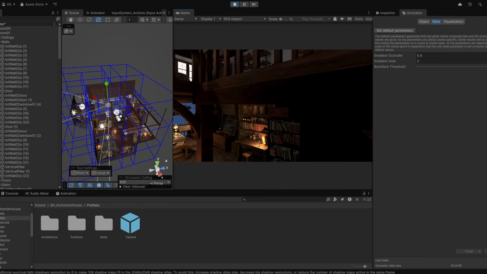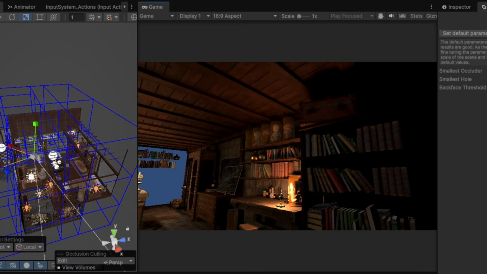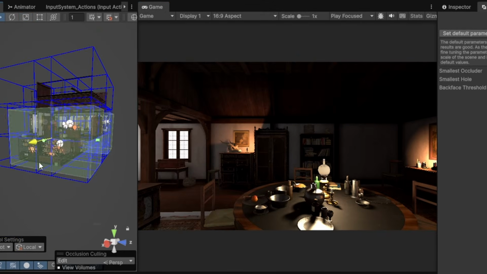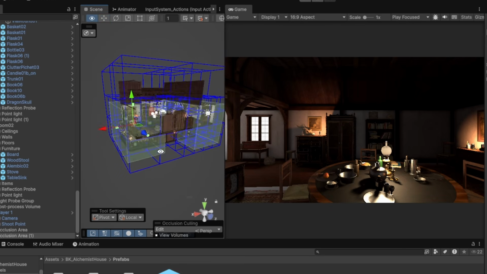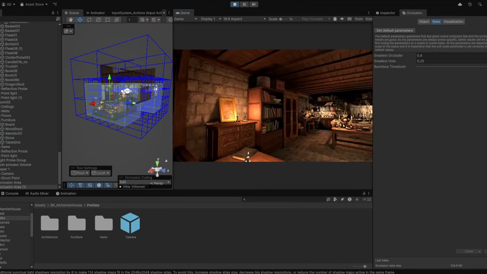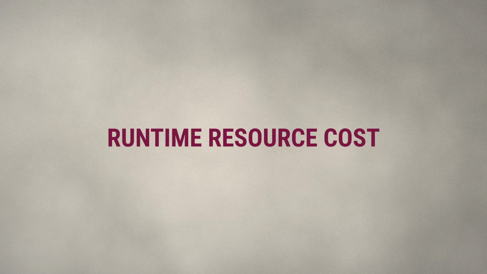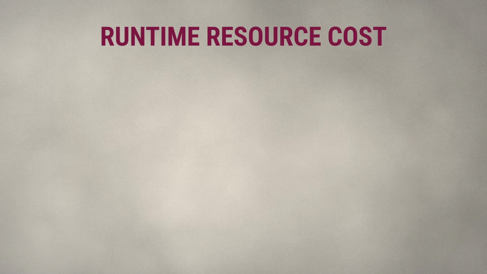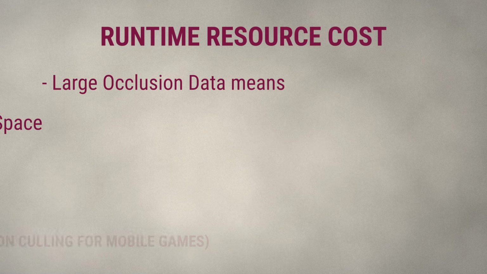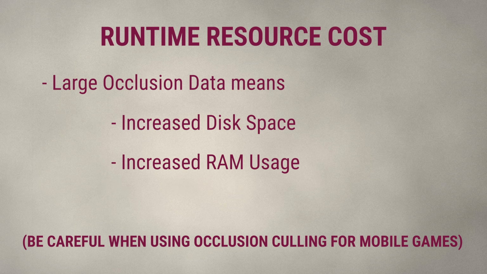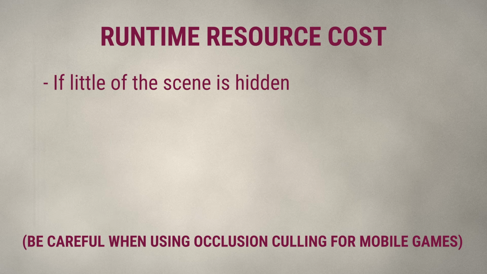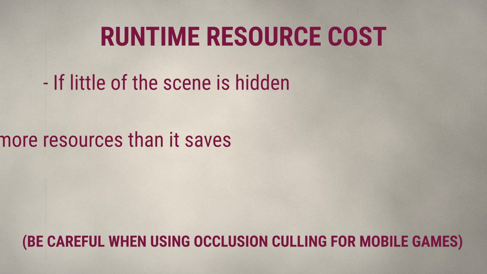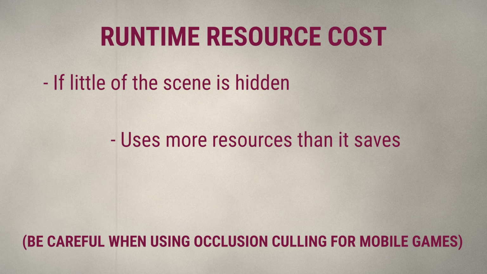In this example, after playtesting, I can see that these walls are getting culled for no reason. And in order to solve this, I created an occlusion area and placed it around that area where the walls are. And then I rebaked the occlusion data and the glitch was gone. And secondly, runtime resource cost. Large occlusion data equals increased disk space, RAM usage, and may slow loading times. This also means if little of your scene is ever truly hidden, occlusion culling can use more resources than it saves. This thing takes a good bit of time.